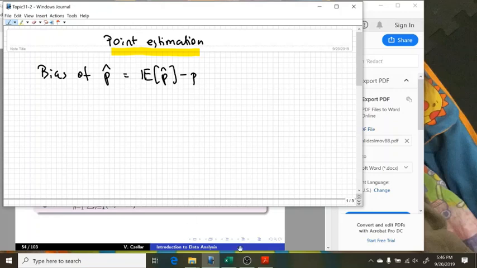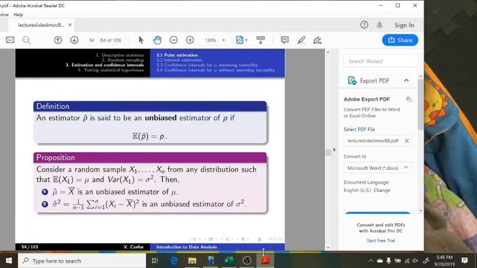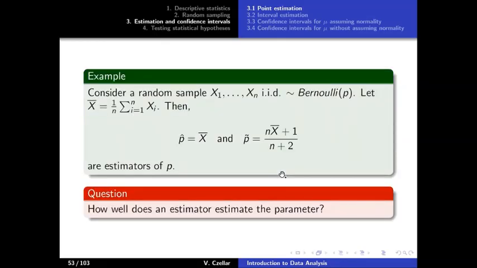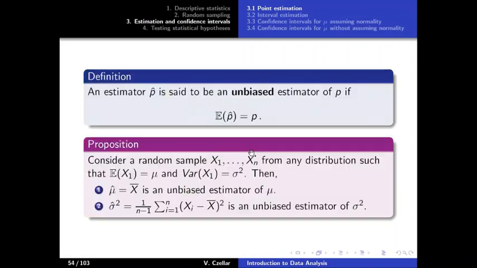Now we can show that in the previous example, p hat is an unbiased estimator and p tilde is a biased one. Now, where does it come from? Actually, we can be much more general.